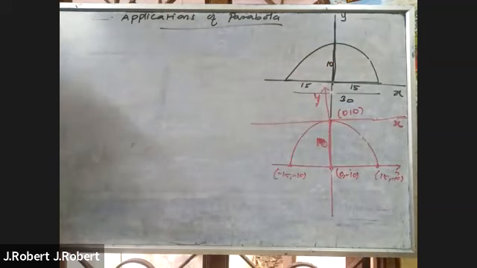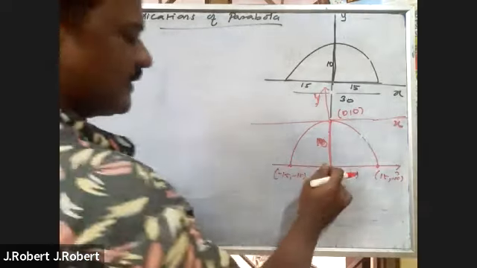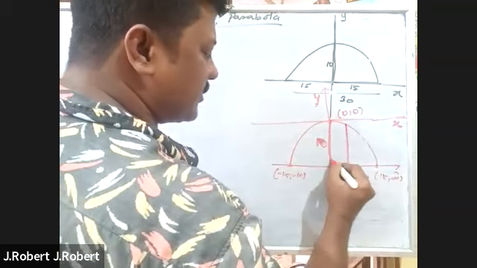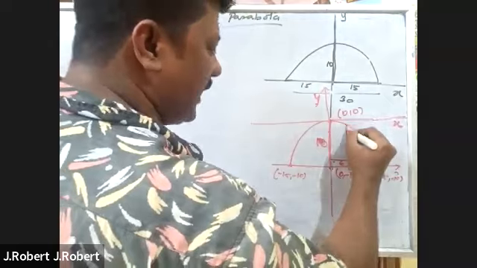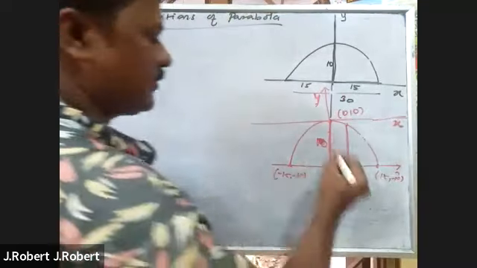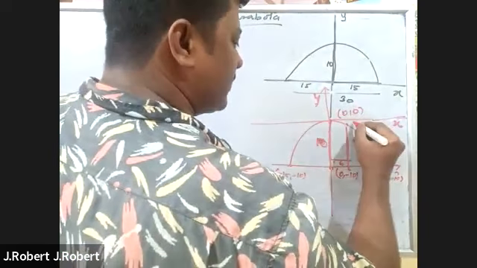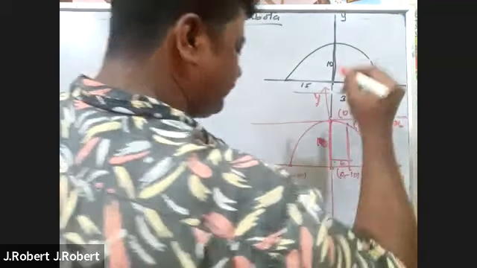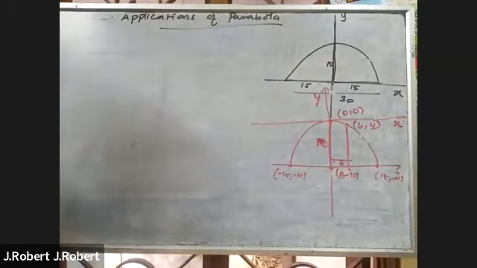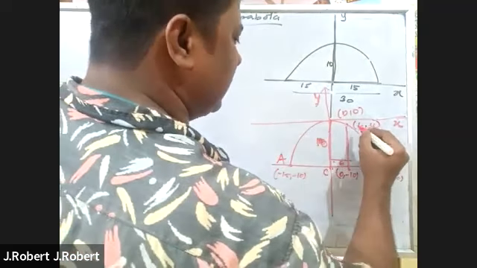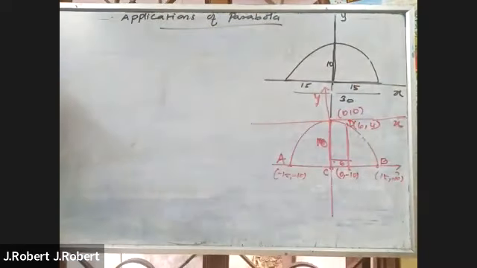Now the question is: find the height of the arch 6 meters from the center. This is the center, and 6 meters away from it, what is the height? The distance is given as 6 here, so the value of x is 6, and the value of y we don't know. So the point is 6, y. You have plotted the points: this is a, this is b, this point is c, and this is d.